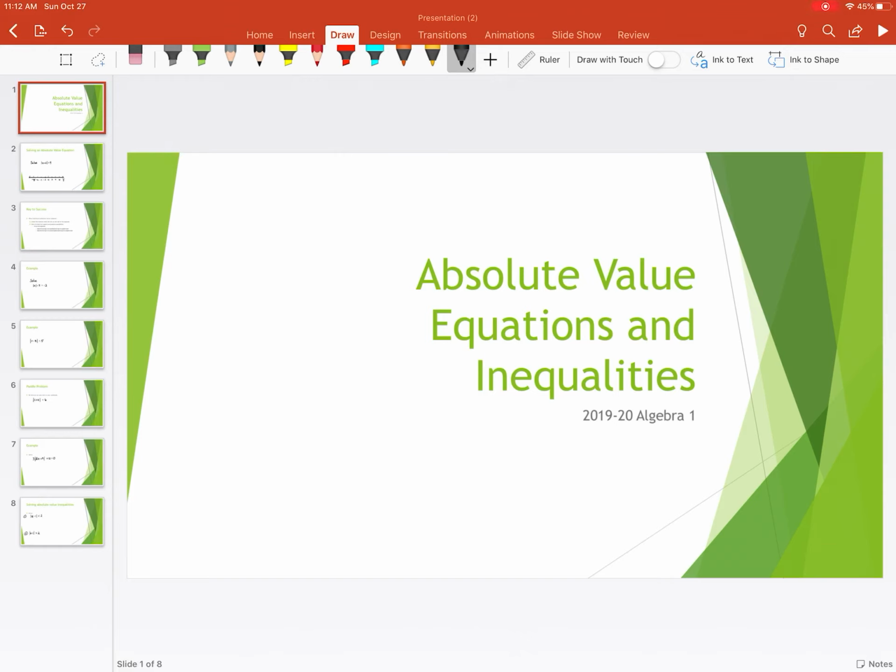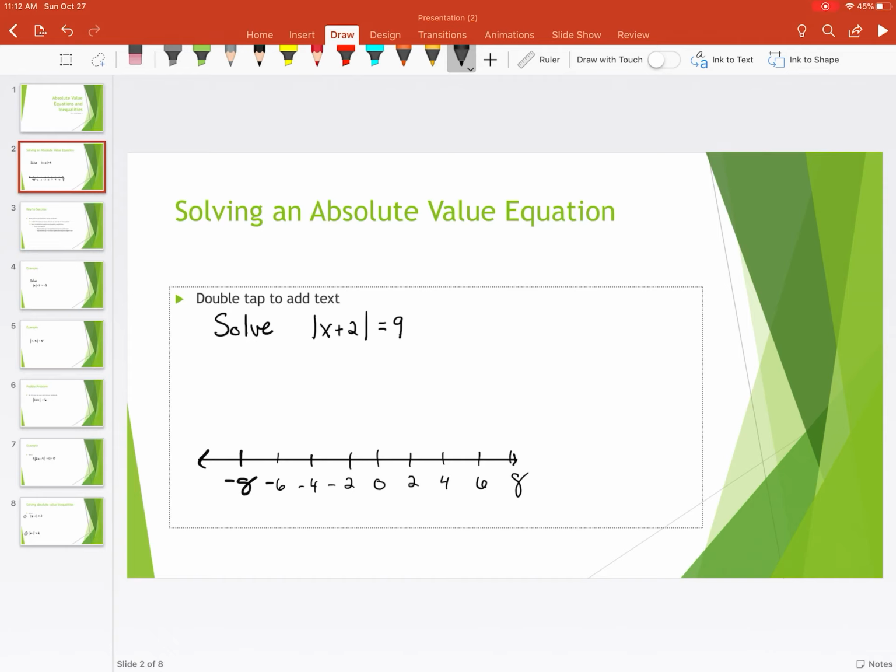All right, Algebra 1, let's talk about absolute value equations and inequalities. First of all, what is the absolute value again? What is the absolute value of a number? Isn't that its distance from 0 on a number line? Does this sound familiar?